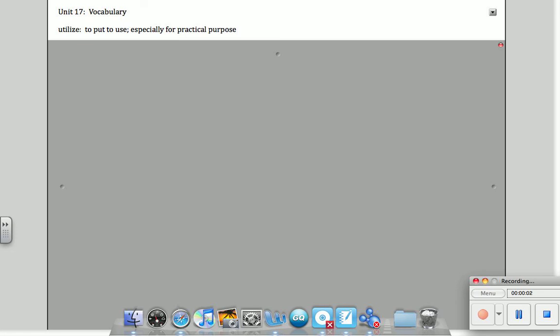This is the Unit 17 vocabulary. The first word is utilize. Utilize means to put to use, especially for practical purposes.